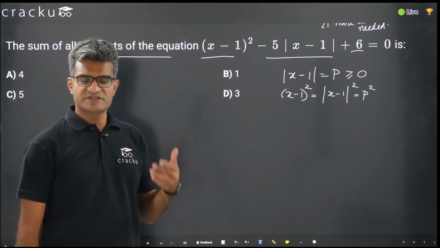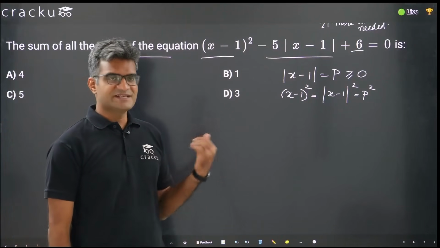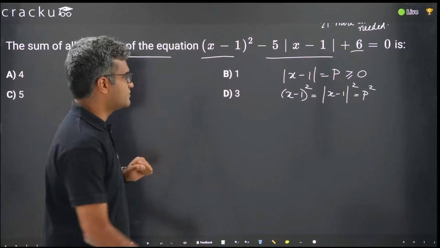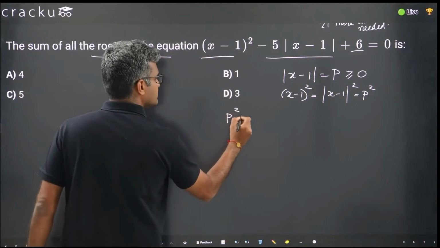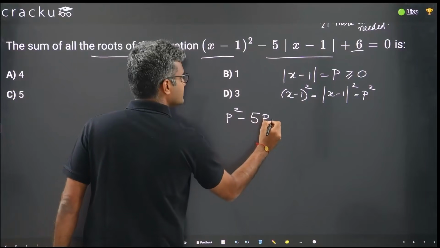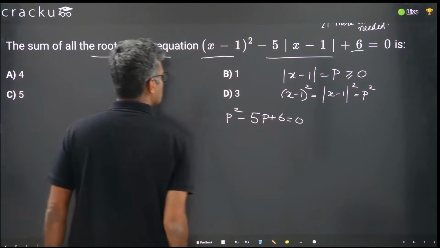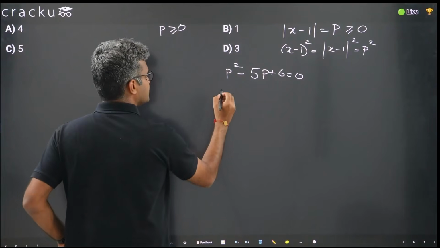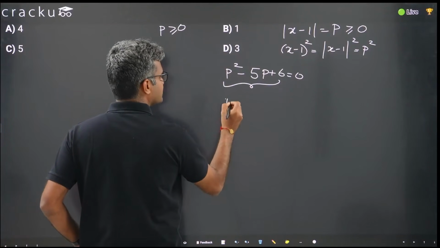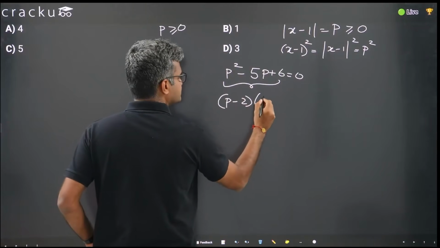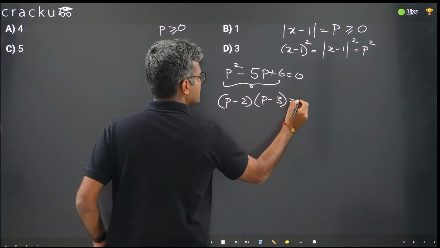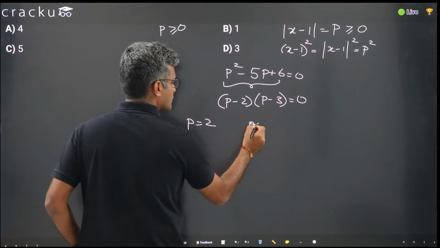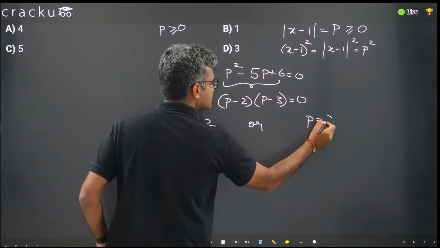Because (x minus 1) whole square is always greater than or equal to 0, it will actually equal modulus of (x minus 1) whole square. So the given quadratic equation becomes P square minus 5P plus 6 is equal to 0, and we want P to be greater than or equal to 0. This can be simplified to (P minus 2) into (P minus 3) is equal to 0. So we have two cases, either P is equal to 2 or P is equal to 3.